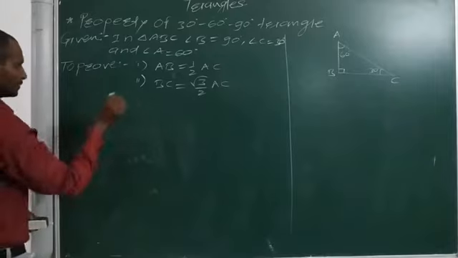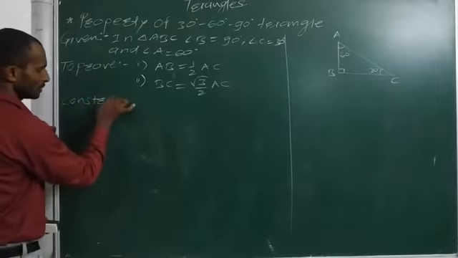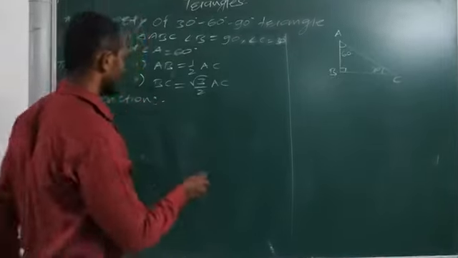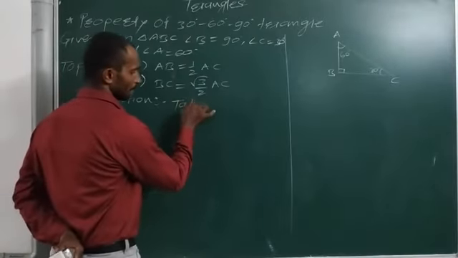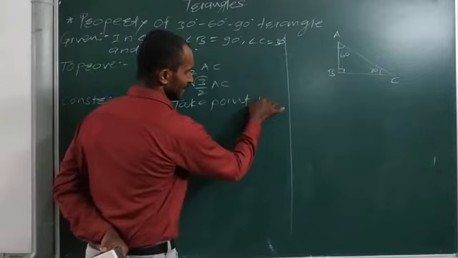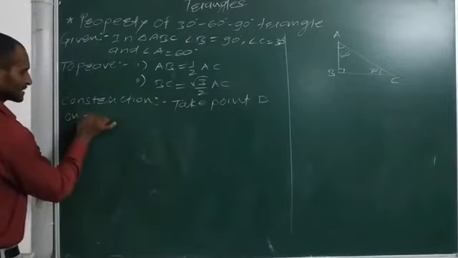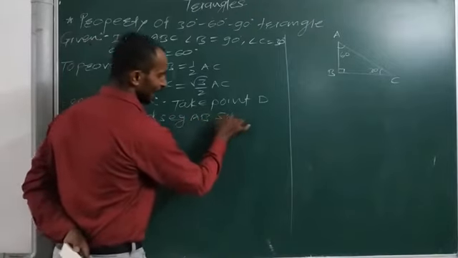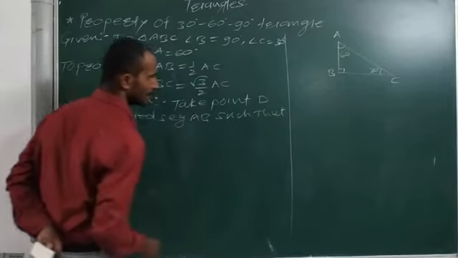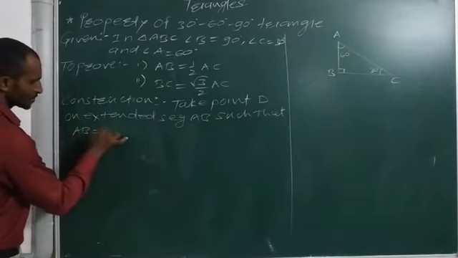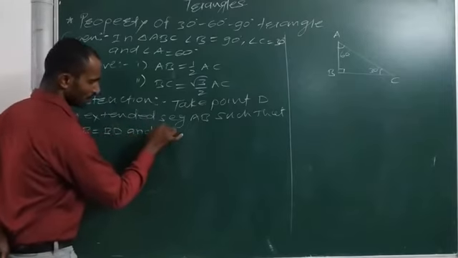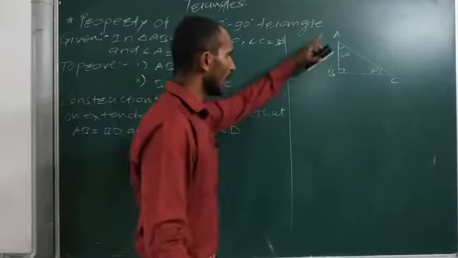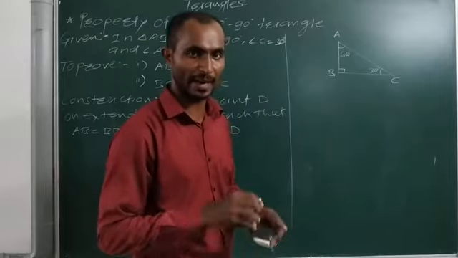But for proving this one, we have to do a construction because the given information is insufficient. तो आपको यहाँ पे कंस्ट्रक्शन करना पड़ेगा। वो कंस्ट्रक्शन क्या है, यहाँ पे मैं लिखता हूं: take point D on extended segment AB such that AB equals to BD and join seg CD.